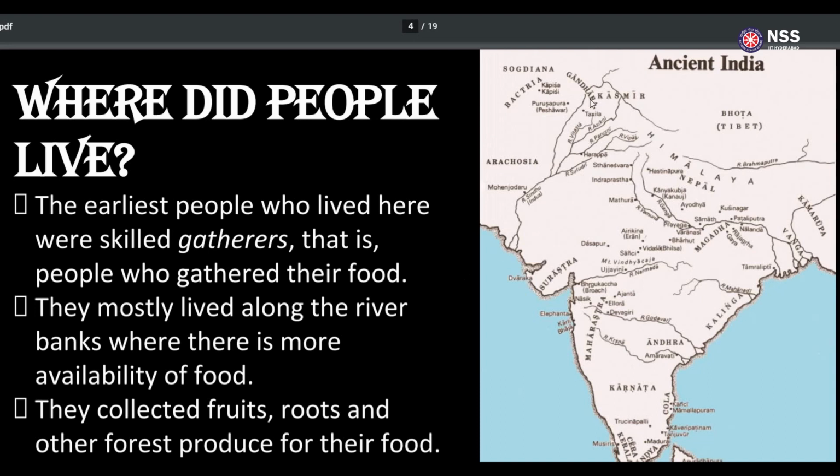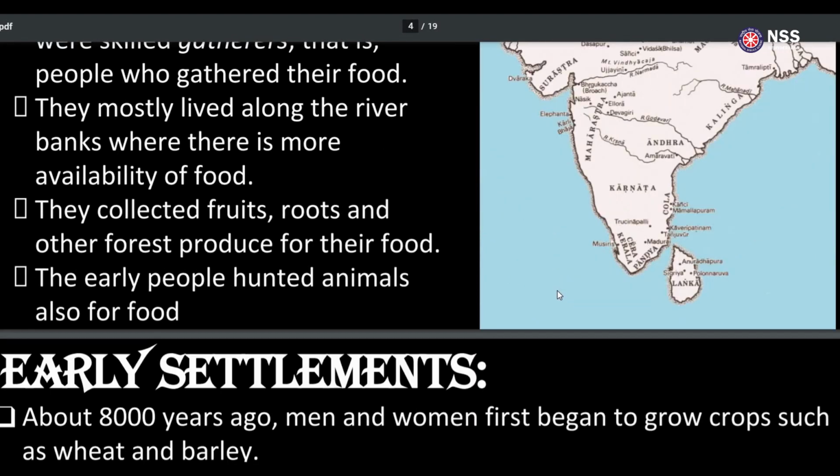You can also see a few dynasties in this map, like Andhra, Kalinga, Magadha, Saurashtra, Vanga. So these are all dynasties also. You can look at this map later. You can find many places also, like ancient places such as Mohenjo-daro, etc. So let us move on to the next slide.